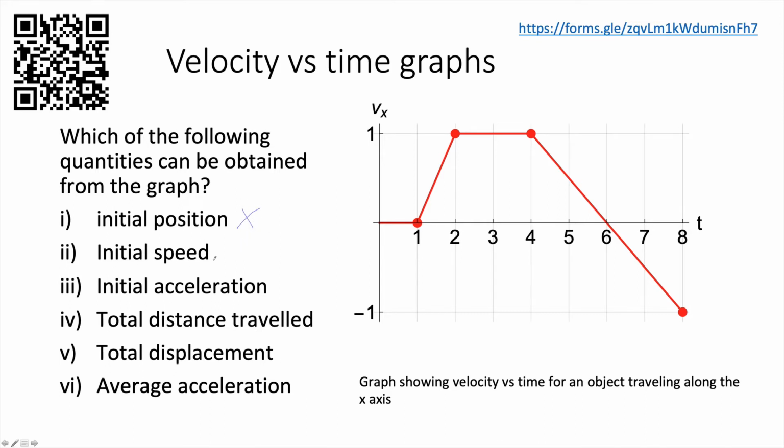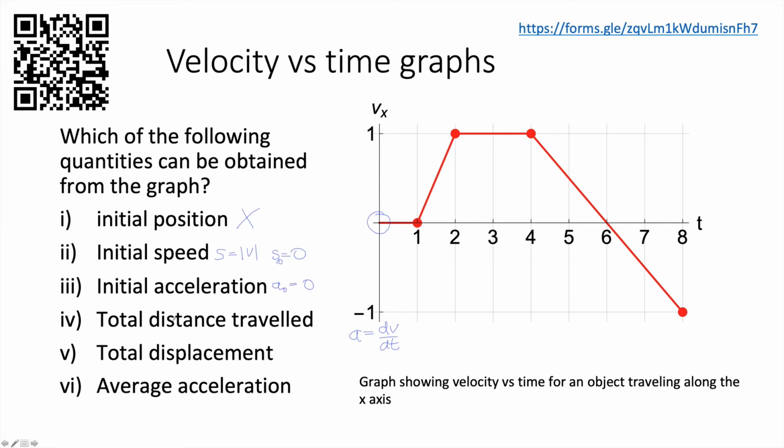Okay, now the next one is the initial speed. Remember that speed is the magnitude of the velocity, and this is a velocity time graph, so we can read the initial speed off the graph. Initially, it's going at 0 meters per second, so the initial speed is equal to 0. It asks us, can we calculate the initial acceleration? Well, acceleration is related to velocity through dv/dt, so acceleration is the gradient of the velocity time graph. We can read off this initial gradient. This is a flat line, so it's a gradient of 0. So the initial acceleration is also 0.